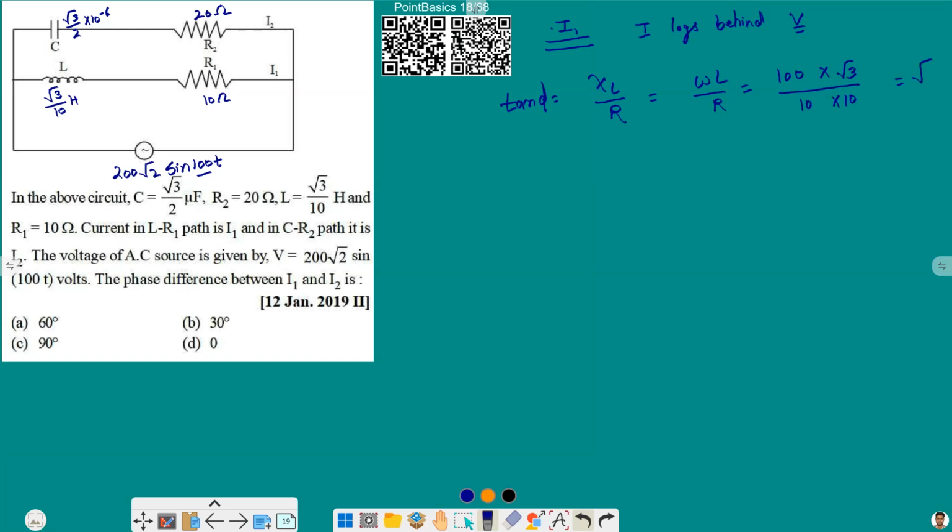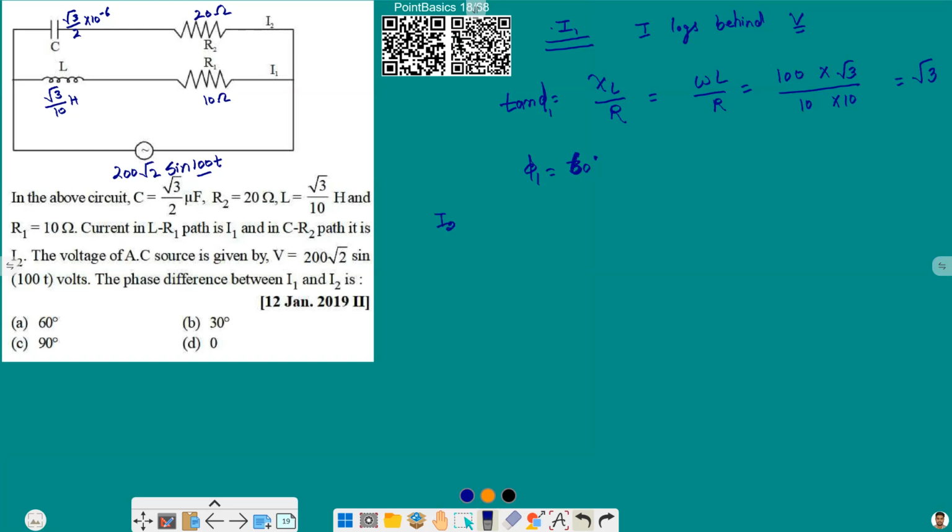So this will be root 3, or we can say tangent phi 1, where phi 1 is the angle between the current flowing through the inductor, or current flowing through this path, and the applied voltage. That will be 30 degree, I think. Oh, sorry, 60. Tangent of 60 degree is root 3. So it will be 60 degree.